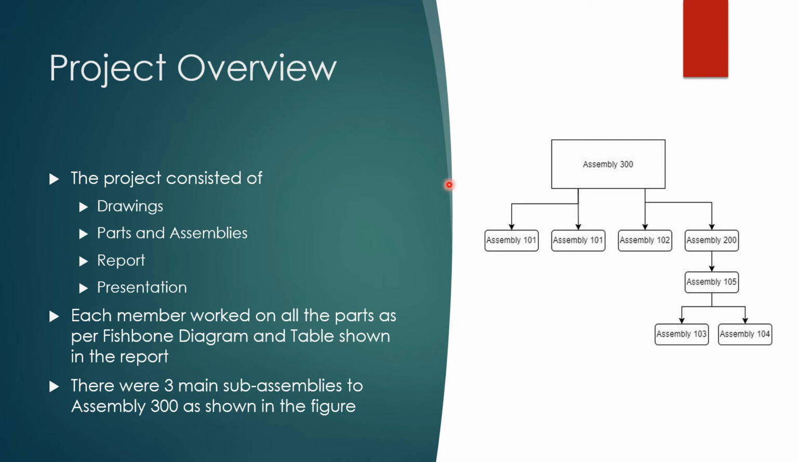There were basically three main sub-assemblies: Assembly 101, 102, and 200, which fell under Assembly 300, which was the final part. Assembly 200 is furthermore divided into 105, which is divided into 103 and 104.